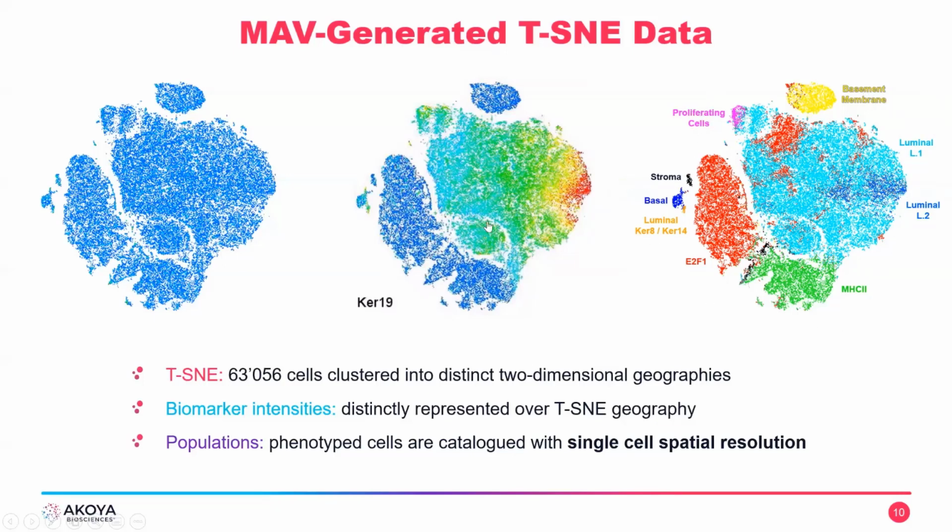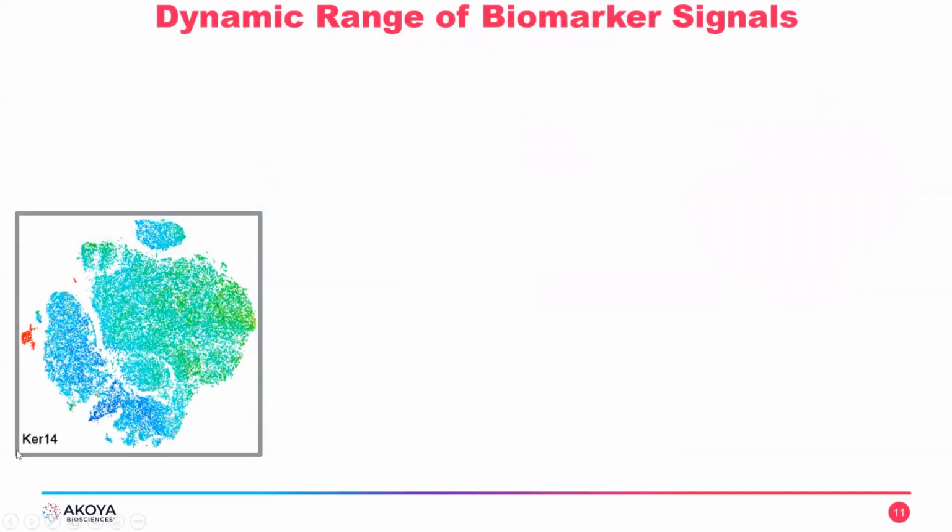Now, I will dwell on these two results to show you the power of the CODEX system, and especially the power of toggling back and forth between these clustered data and real morphological data. Let's start with this example. So this is the expression of keratin 14, and you can see it's very limited in a small population of cells over here.